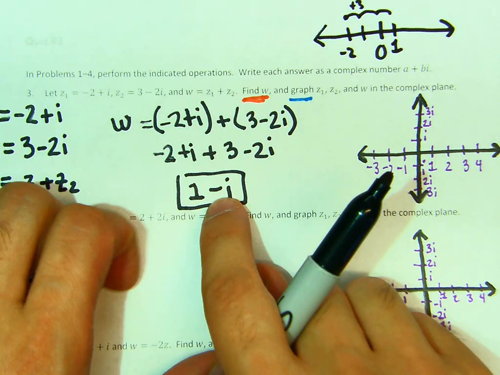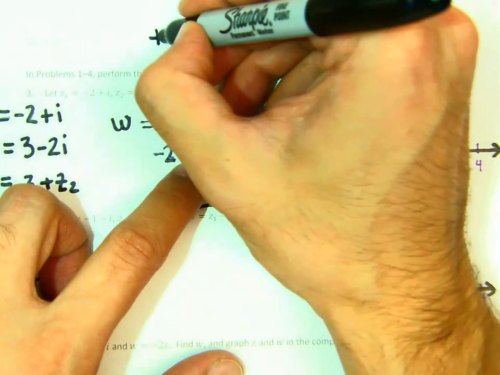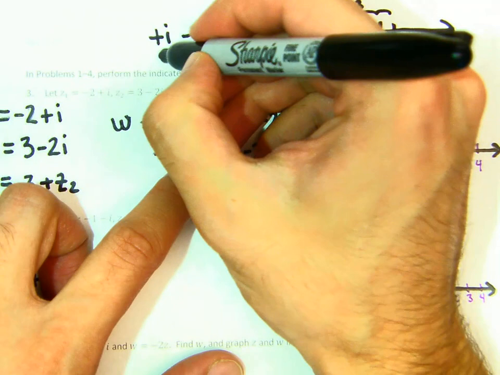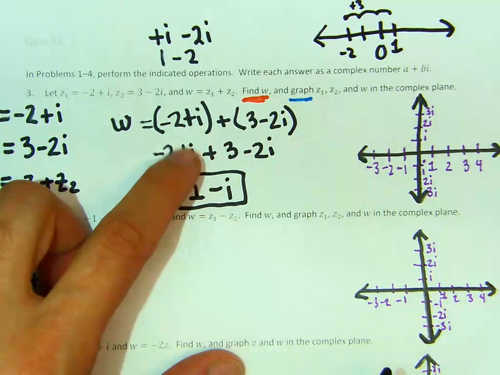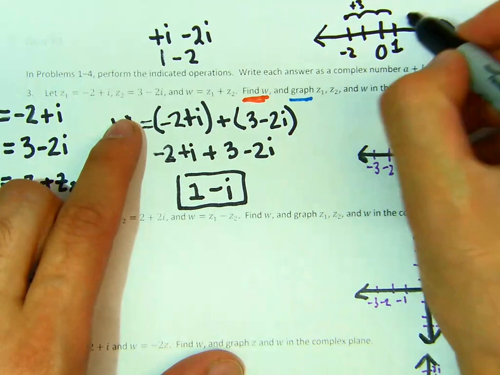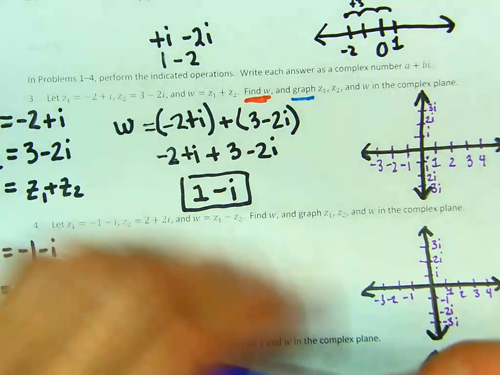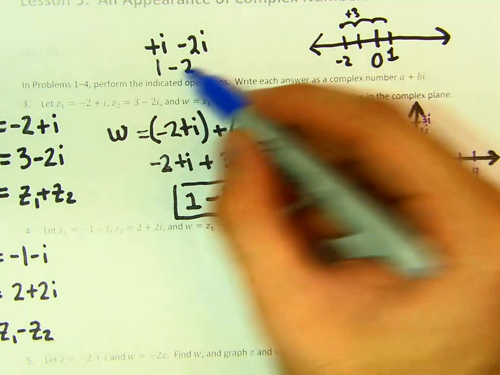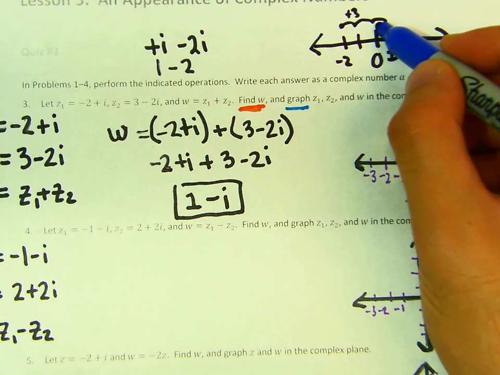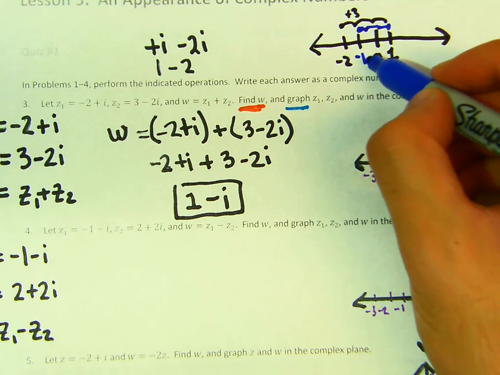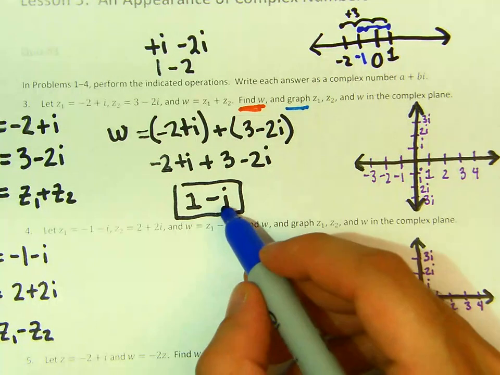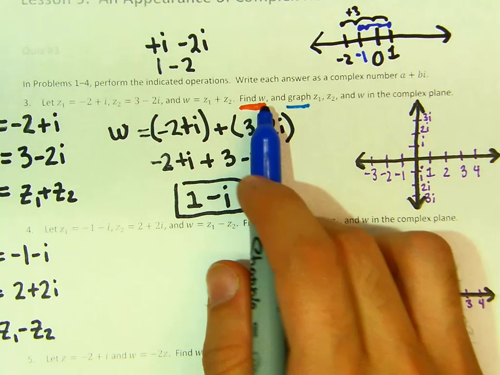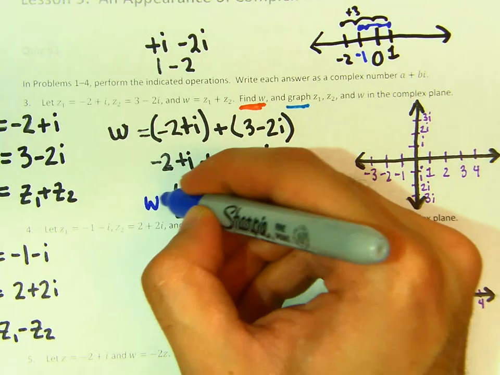What about this minus i? Well, I have plus i minus 2i. That's the same as 1 minus 2. Okay? Take your time. If I'm at 1 minus 2, what is it going to be? It's minus 2. It's 2 to the left. So this is 1, 2. And here I'm at minus 1, which is minus 1i. Okay? So we did this part. This is w. w is equal to this.